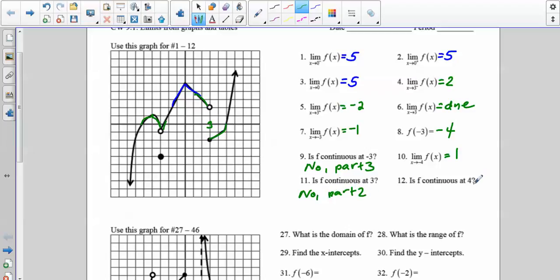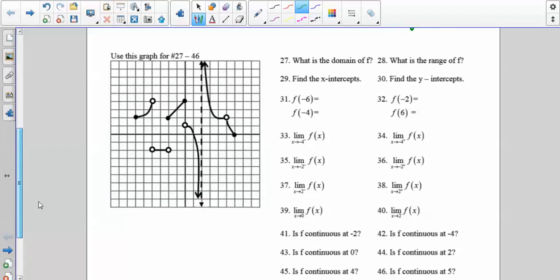And in 12, is f continuous at 4? So here's 4. F is continuous at 4 because in part 1, f of 4 is defined. In part 2, the limit exists because the limit from the left is the same as the limit from the right. And in part 3, the defined value is equal to the limit. So this one is yes. All right, next graph.